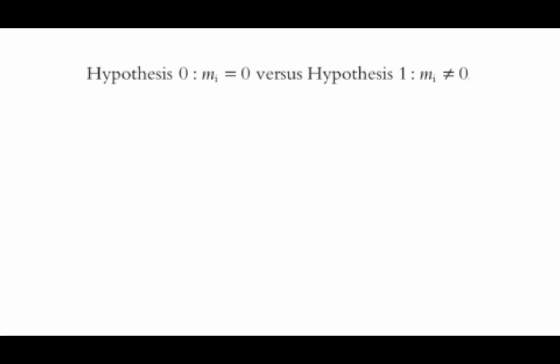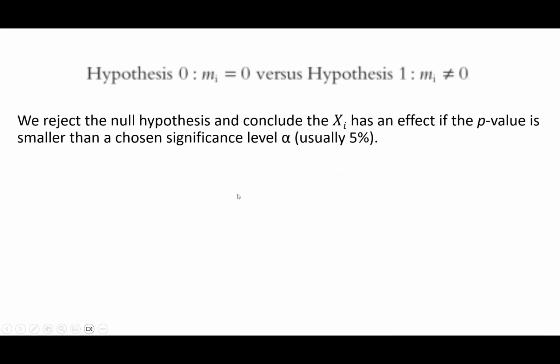So the hypothesis that we're going in with is that the slope is 0. In other words, it doesn't matter. And the alternate hypothesis is the slope is not 0. It does matter. If it's 0, it doesn't matter because no matter what the x is, it won't affect the y if the slope is 0. But if the slope is non-zero, then it will affect the y.